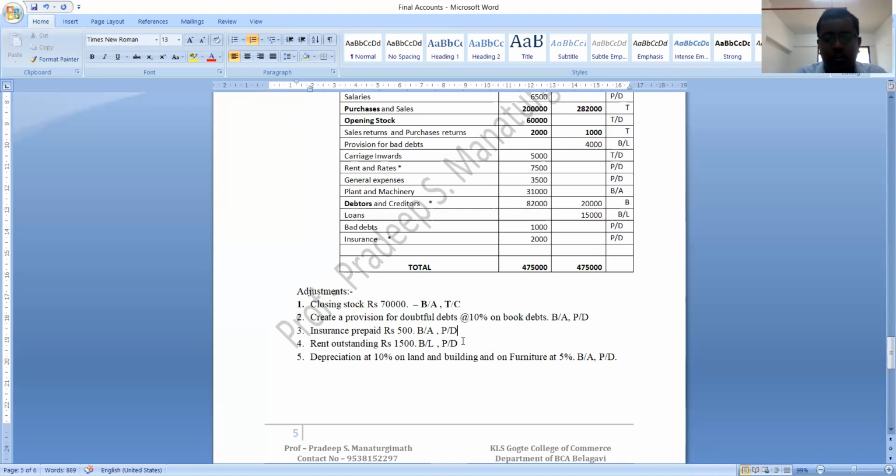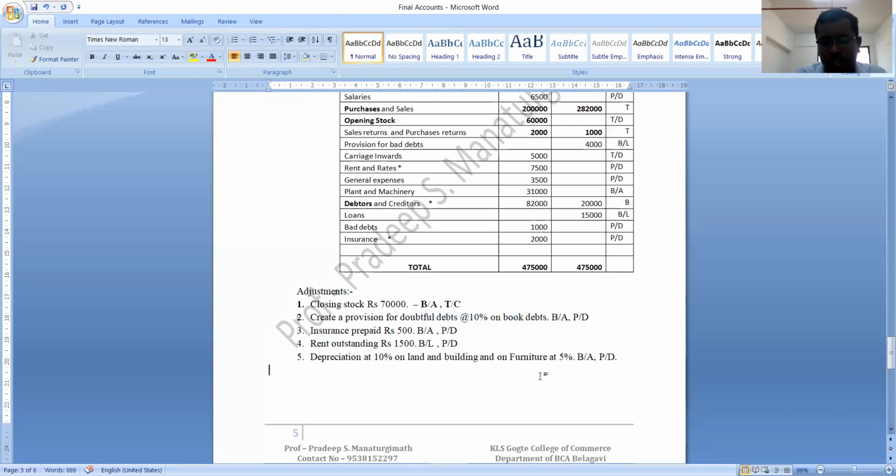The next one is rent outstanding. Rent is also an indirect expense, appears in the profit and loss account. So one time it must be adjusted in the profit and loss account, and outstanding expenses are liabilities. So another time they must be recorded on the liability side of the balance sheet.